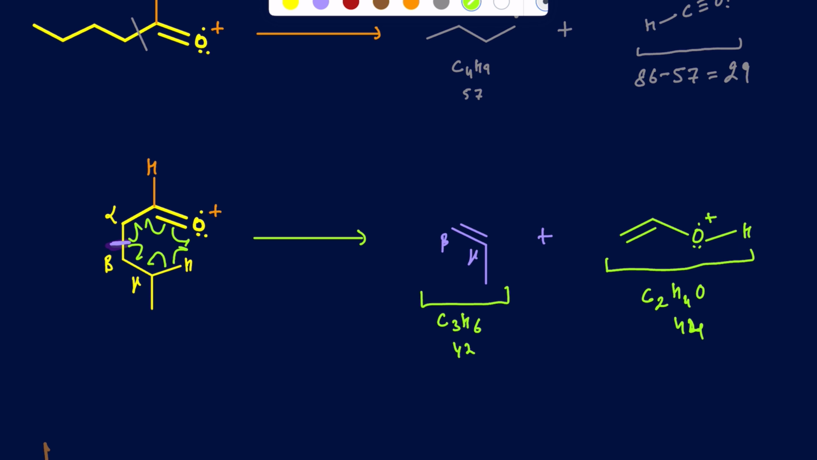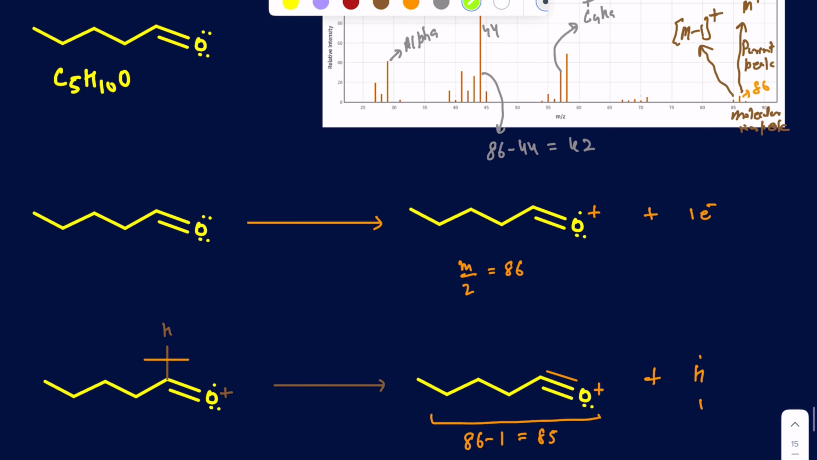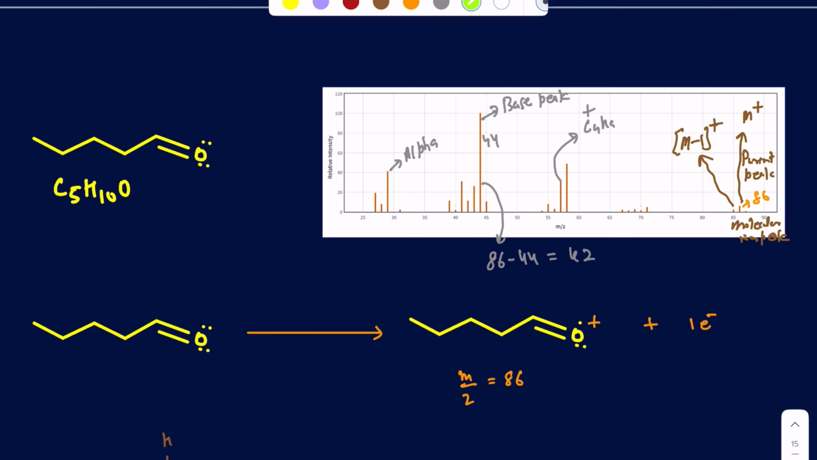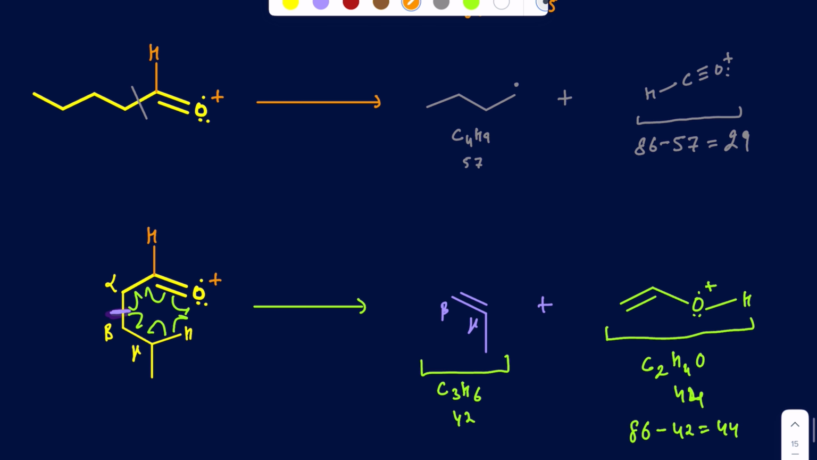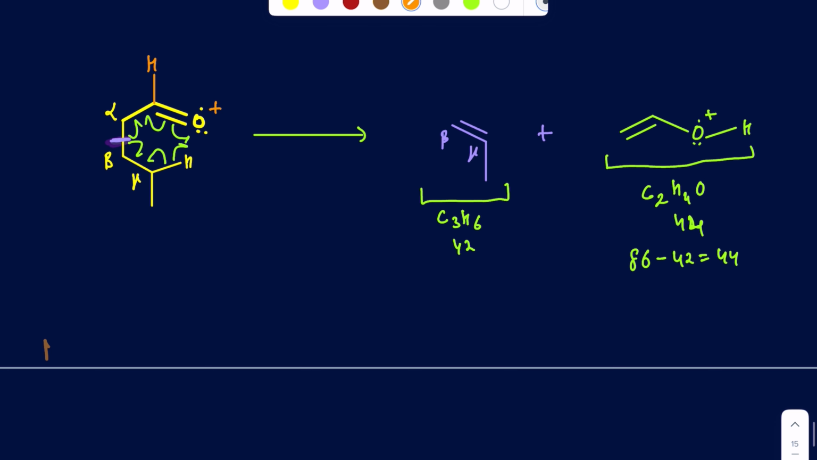And then you can also do the math here, where if I subtract 86 minus 42, that will give you 44 as your molar mass. And let's go back here, and we do see the signal here that's at 44, and that was actually your base peak that has a 100% intensity. So this was actually coming from the McLafferty rearrangement. All right, so that's how you do the alpha cleavage and the McLafferty rearrangement for this one.